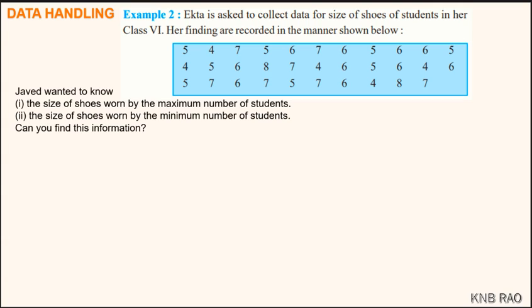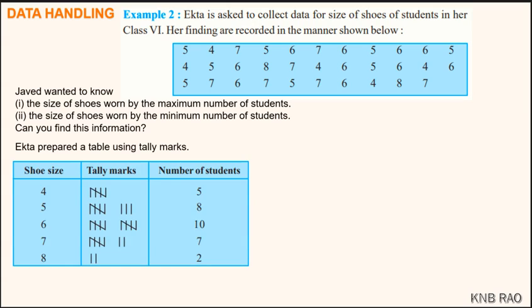And Javed also wanted to know the size of shoes owned by the minimum number of students. Both these questions cannot be answered by just looking at this collection of data. We need better organization. What could that be? We shall find out. Ekta prepared a table using tally marks. This is the table.